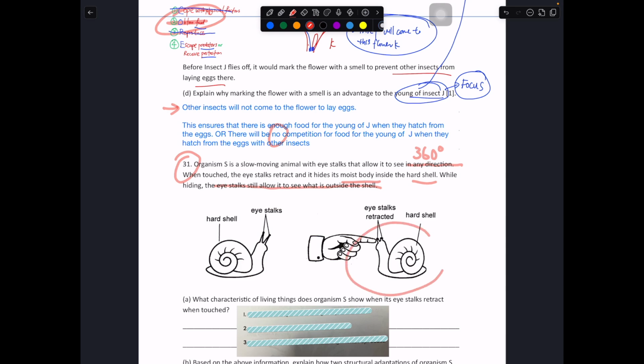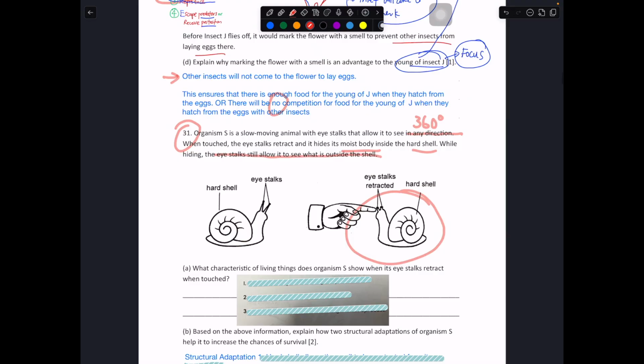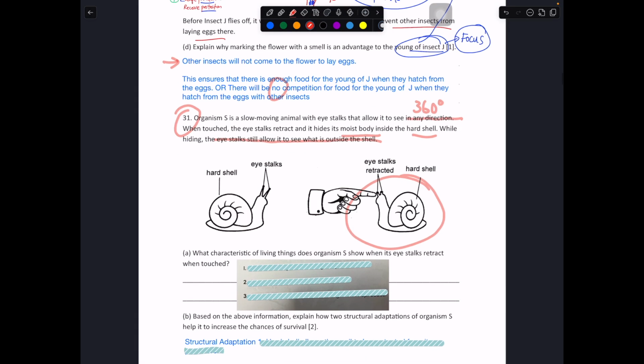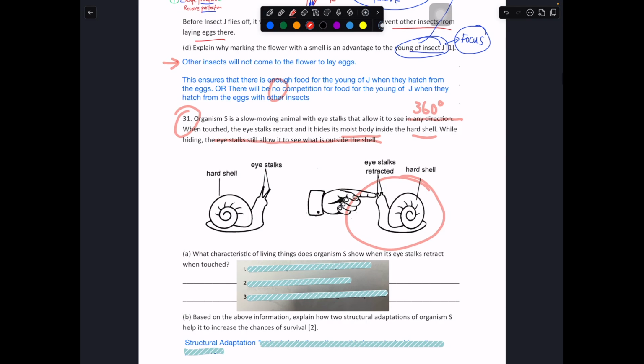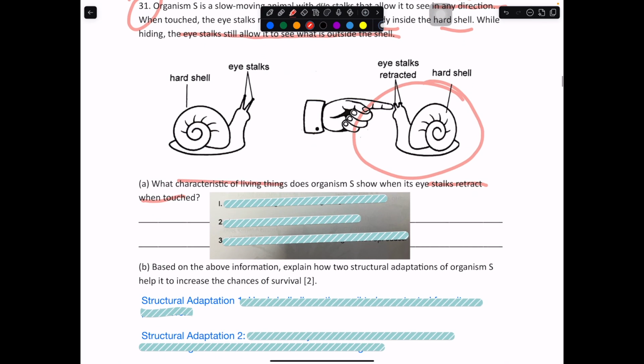Most likely some of you would have seen this on one of those rainy days, where you have this kind of snail by the roadside. So what characteristic of living things does organism S show when its eye stalk retracts when touched? The characteristics of living things are in your textbook. There's only a few of them. Let me list down the more critical ones.